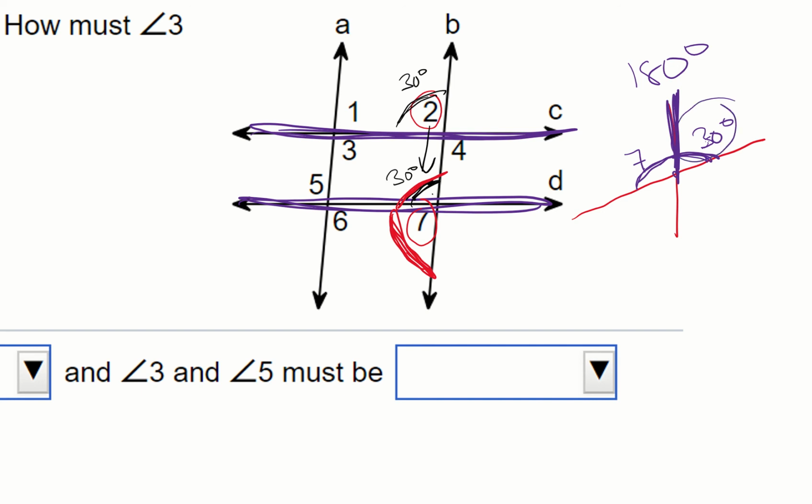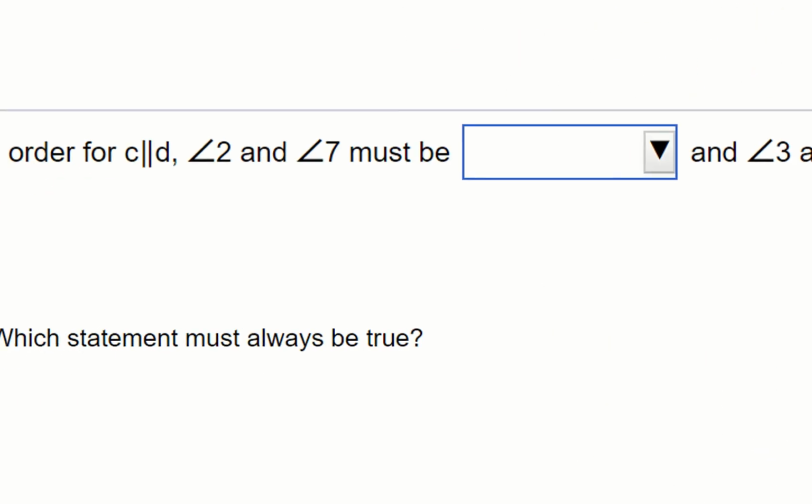And so if this is 30, well, then angle 7 is now 150. 150 plus 30 is 180. So this angle is 150 in this example, if I were to make this as an example. And so clearly they're not the same, but for the purposes of this example, we can see that they are supplementary. They add up to 180. And so angle 2 and angle 7 must be supplementary.